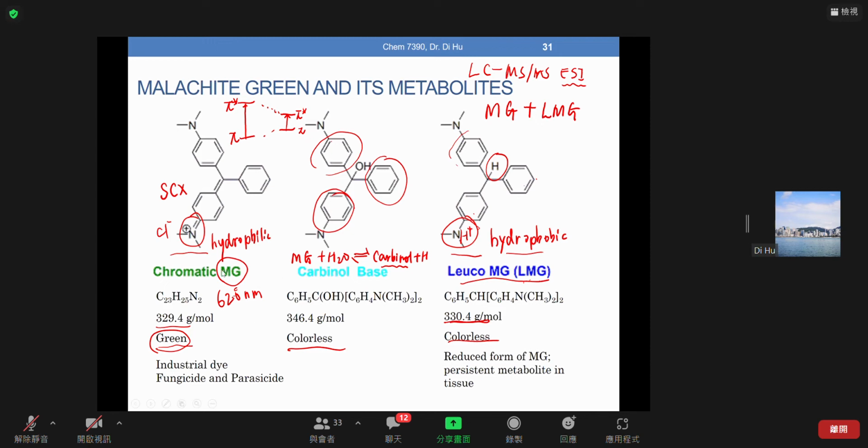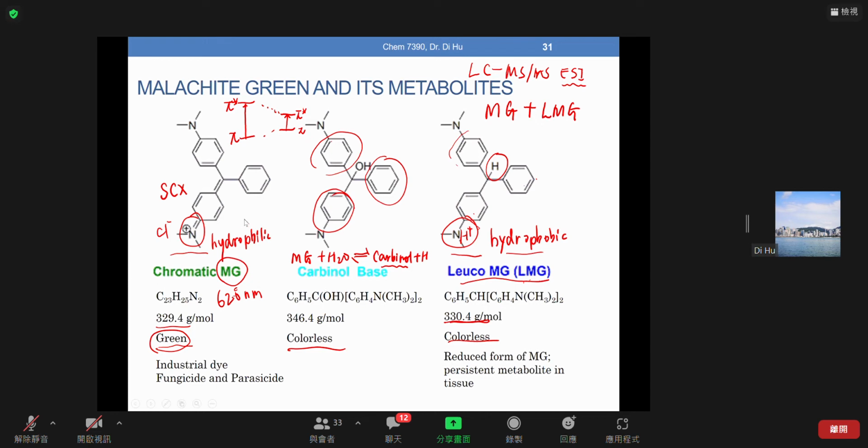So we study from the chemical structure. Look at the chemical structure. Think about the chemical and physical properties they have. Starting from there, we can have some idea about what kind of solvent can be used for extraction, and so how we can improve the extraction efficiency. And after extraction, what kind of sample cleanup method we can use.